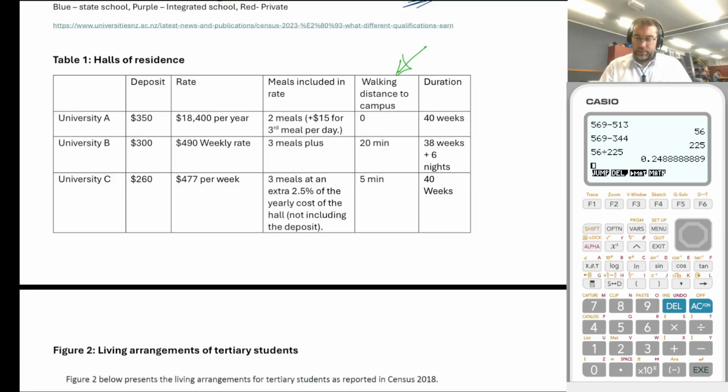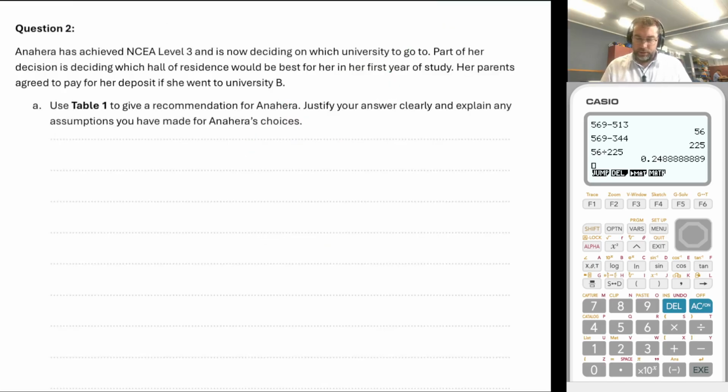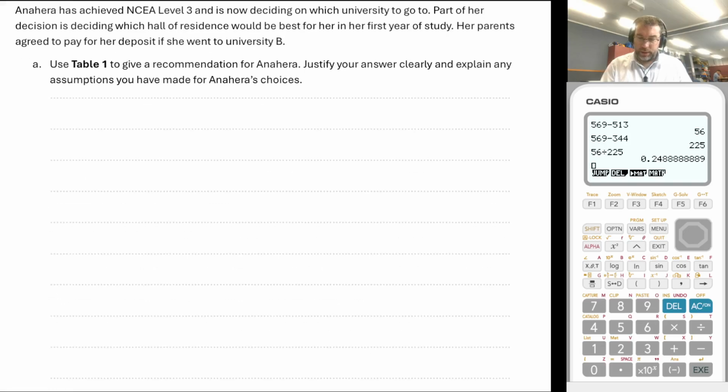Also, in the meals column, 3 meals are included for University B. For University A, 2 meals are included, but you've got to pay $15 for the third meal. And for University C, 3 meals you can get them, but you have to pay an extra 2.5% of the yearly cost. So I'm going to use all of that information to do some calculations. I'm just going to set up a little table in order to do that here.